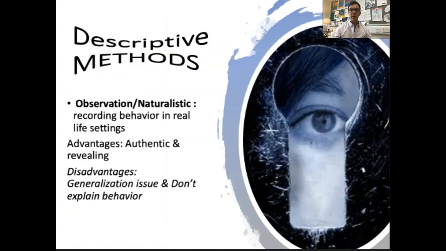All right, the second method we're going to talk about here is observational studies, or naturalistic observation. So this is when we're recording behavior in real life settings. The advantages is that it's an authentic environment, right? And very revealing in terms of that person's character, that person's behavior. It's the very opposite of an experiment, where an experiment is completely controlled.